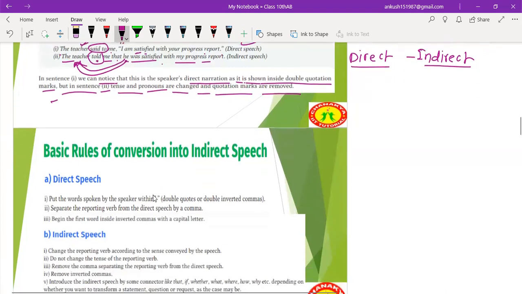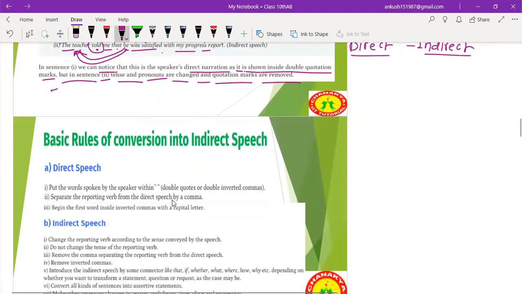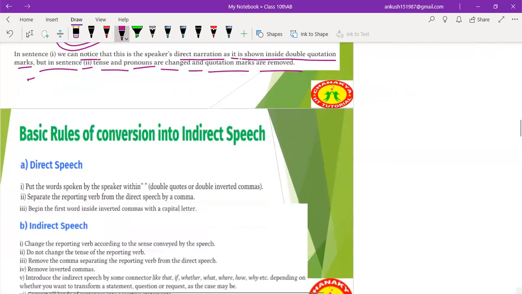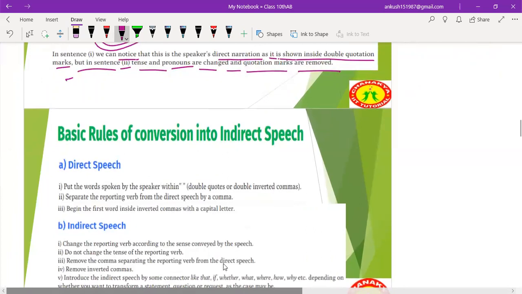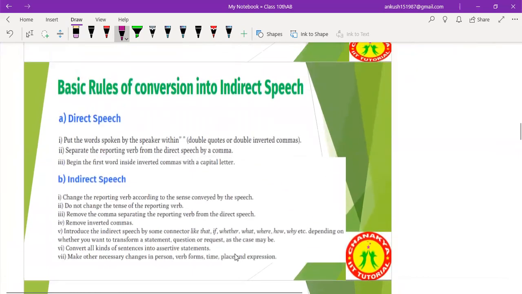Understood? Now let us understand what kind of changes we will see there through the basic rules of conversion into indirect speech of direct speech. Got it? Let us understand this. Can you see the screen properly there? Yes, sir. Okay, wait. Now let us understand direct speech.